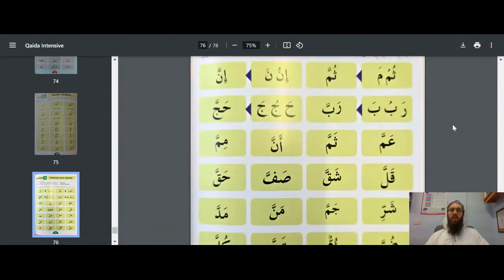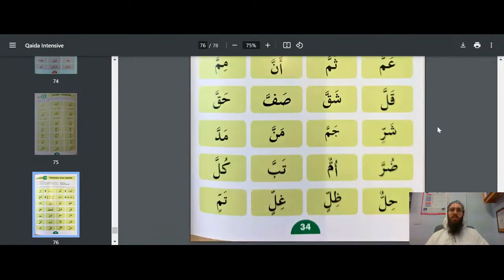And now we have this practice. It shows you again in a short summary. You have a ra, a ba with a sukun, and a ba with a fatha. Rabba. It turns into this. Rabba. Practice all of these.